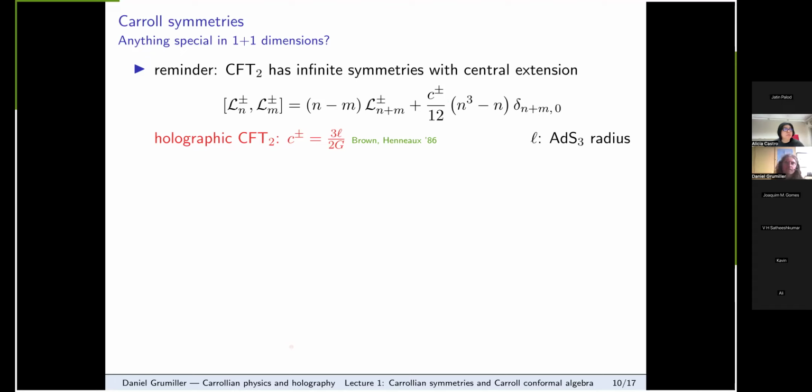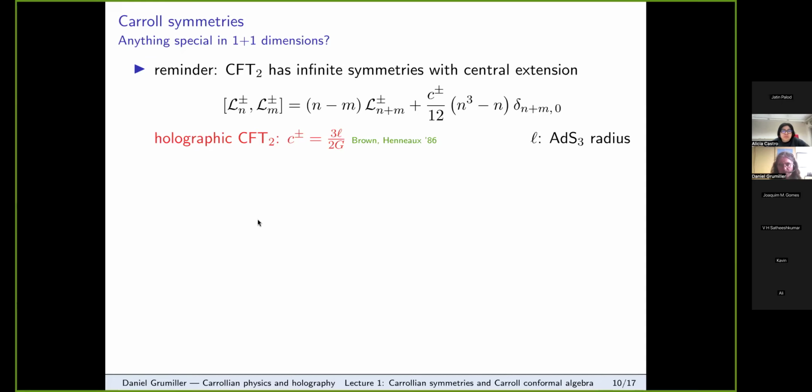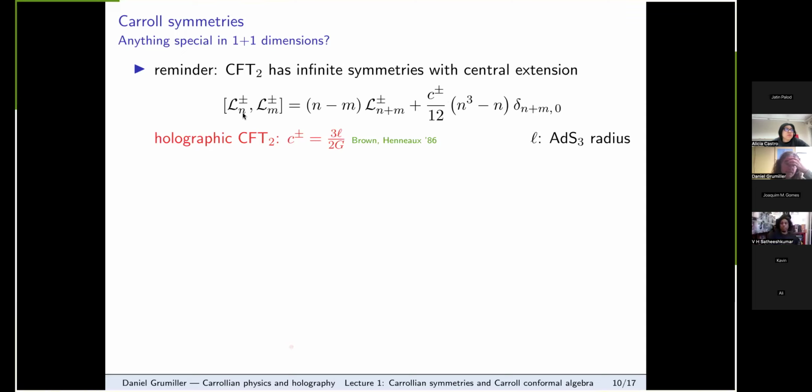So if you know a bit about conformal field theories, then you will remember that there's something special in 1+1 dimensions. CFT2 has infinite symmetries given by two copies of the Virasoro algebra, which I've displayed here. The L plus minus n are the Virasoro generators, n and m are integers, and plus minus is just because there are two copies of them. The first term would just give you the Witt algebra with the standard structure constants n minus m. So this gives you diffeomorphisms of the circle. But then there's this famous Virasoro cocycle. So you can have a central extension with central charges given by c plus and c minus.